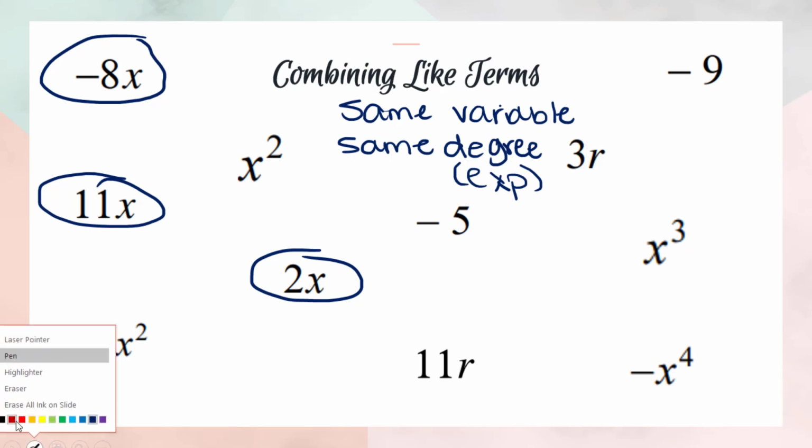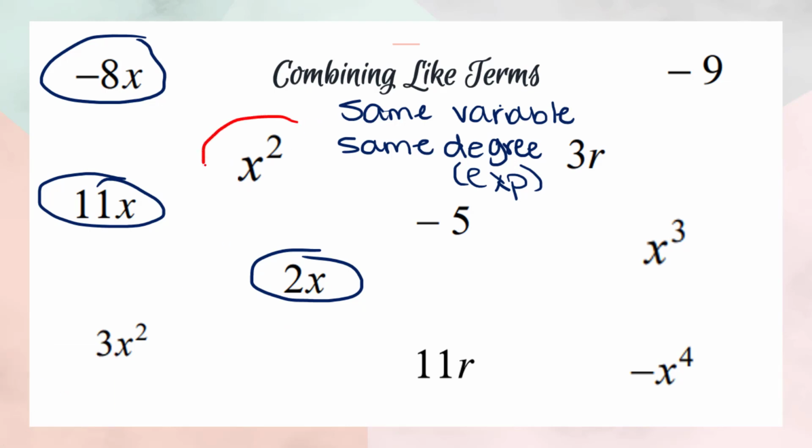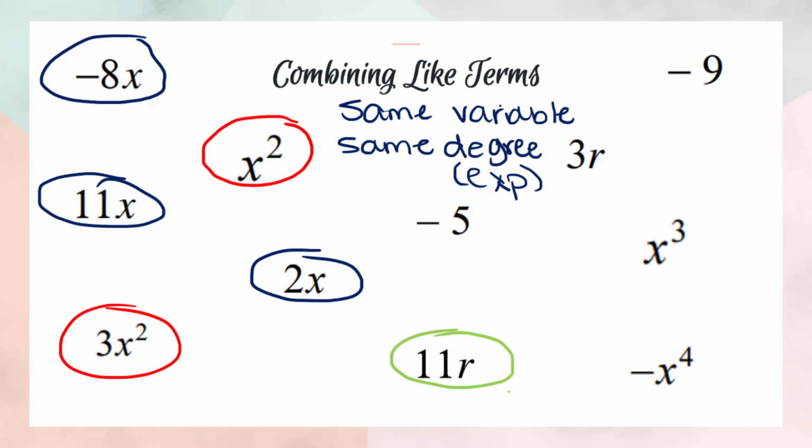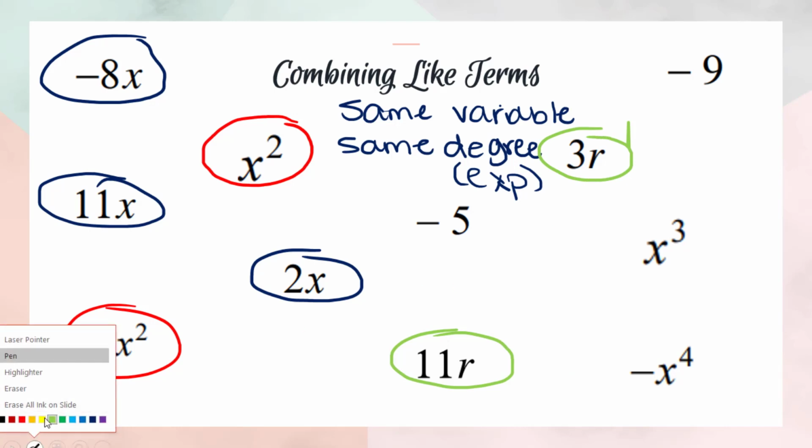Let's try another one. Let's start here. Here's all the x squared terms. So other x squared terms I see, there's one here. And I don't see any more x squared terms. Let's try another guy. How about this 11r? Are there any other r terms? Here there's a 3r. That'll go with it. All right, let's keep it moving here.